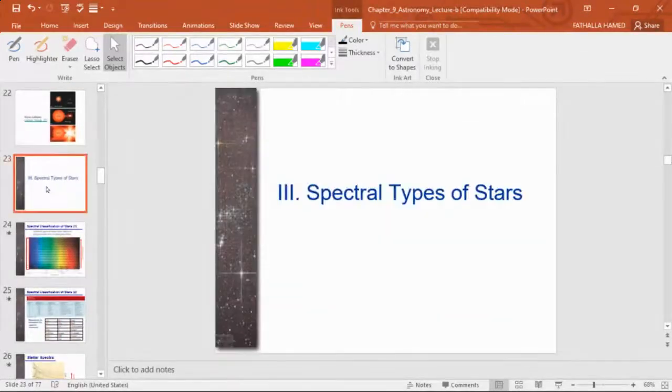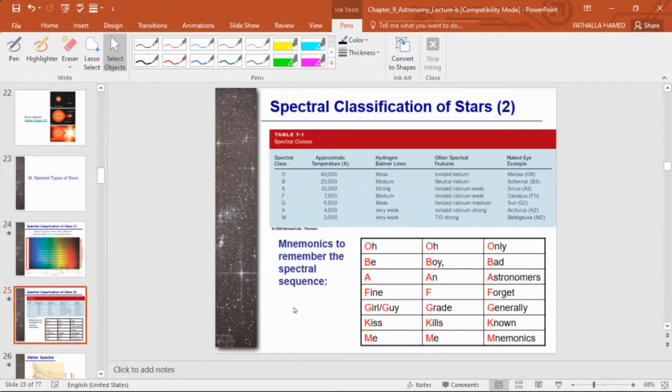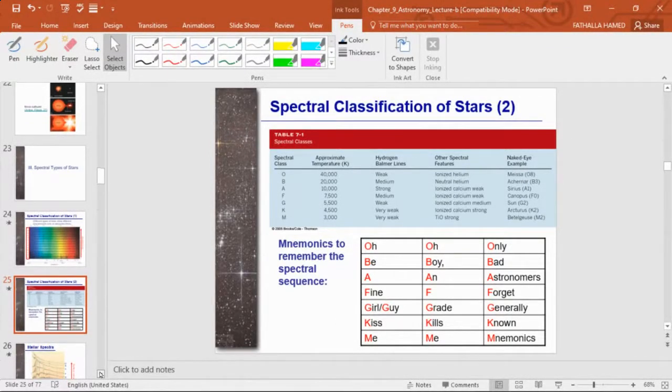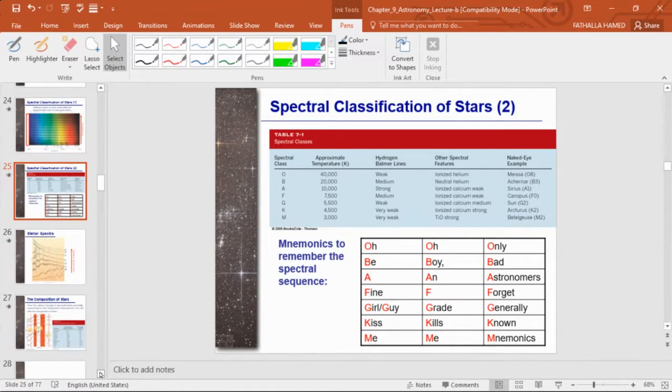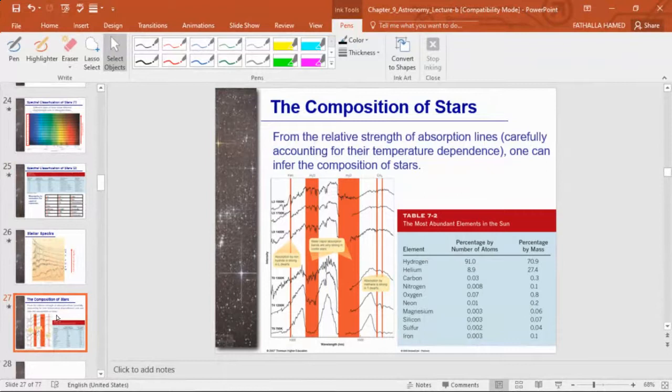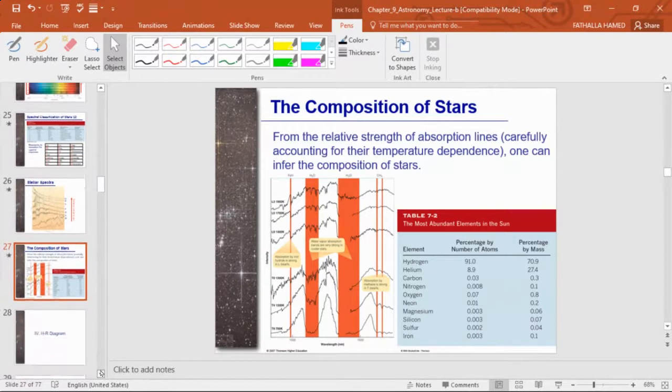And then we classified stars, we said spectral types of classification, and we said this is based on the surface temperature of the star. And from the spectrum, we can calculate the surface temperature of the star, and stars now are classified based on their surface temperature, and that's why we said the sun is a G star. And we said from the spectrum, we can also decide on the composition of what's available in the star, and we did that for the sun.